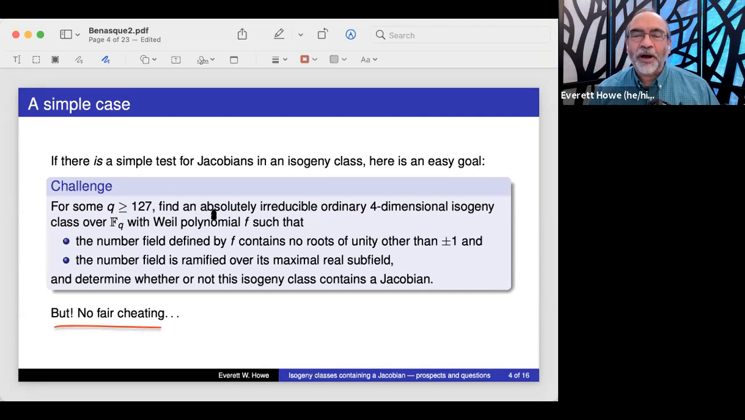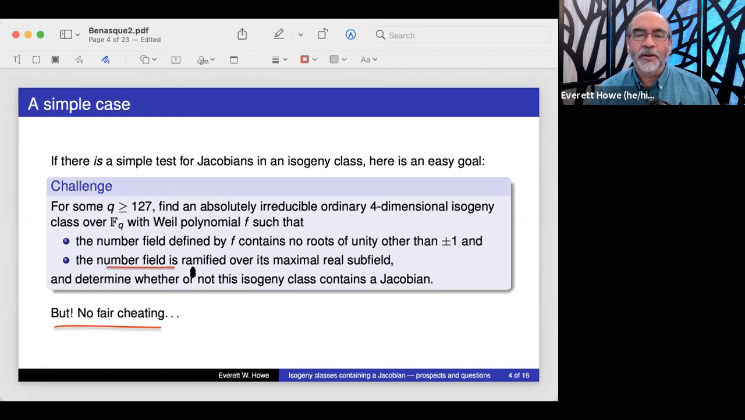So that's why absolutely irreducible. That's why ordinary. Asking that the number field contain no roots of unity is because if it does contain a root of unity, then that gives the possibility that there might be an automorphism of a curve that will provide you with a map to some smaller curve, I guess probably a map to P1 in this case. So let's take that out of the equation.